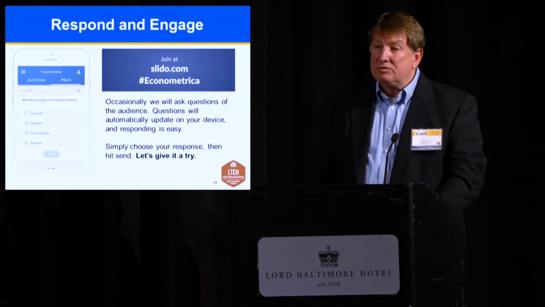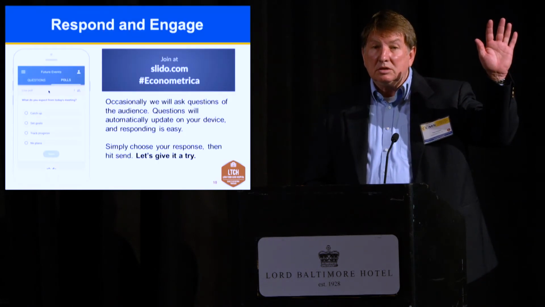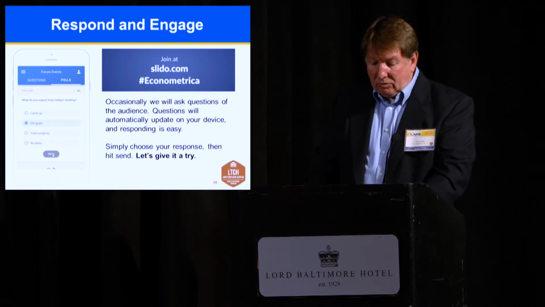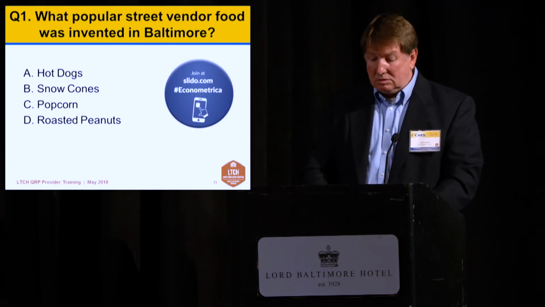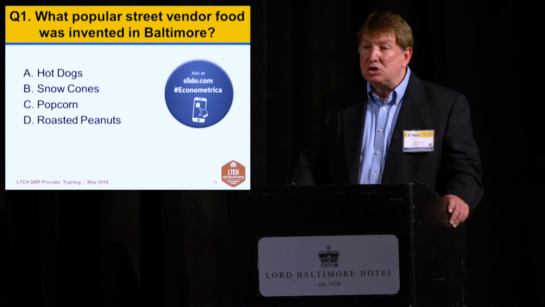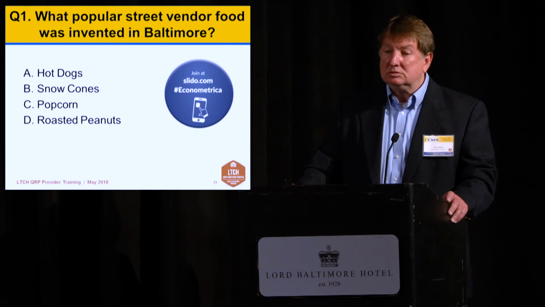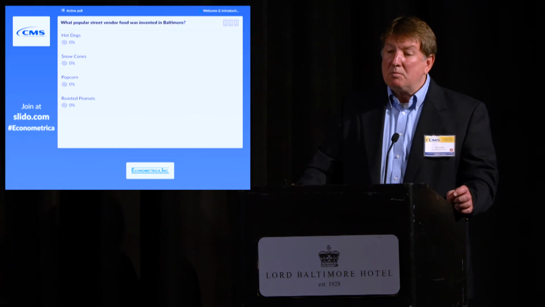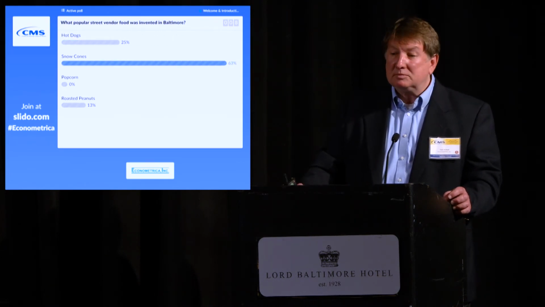All right, so now we're going to see if you were able to get into Slido. Is there anybody who's still having trouble with it? Good. And if you'll go into Slido, we've got a poll. The first one up there is just to try it out and get used to it. What popular street vendor food was invented in Baltimore? A, hot dogs, B, snow cones, C, popcorn, D, roasted peanuts. And as you put this in there, you can see that your responses are coming up on the screen.